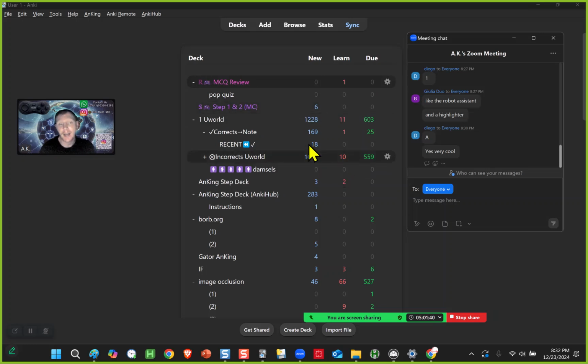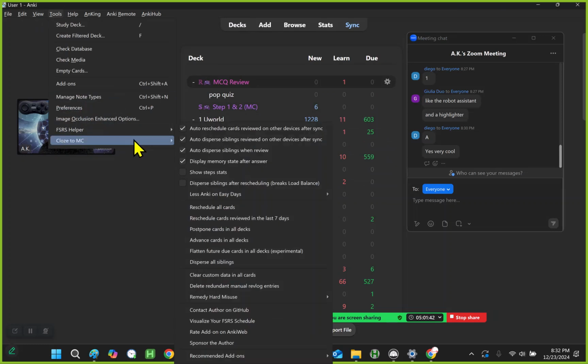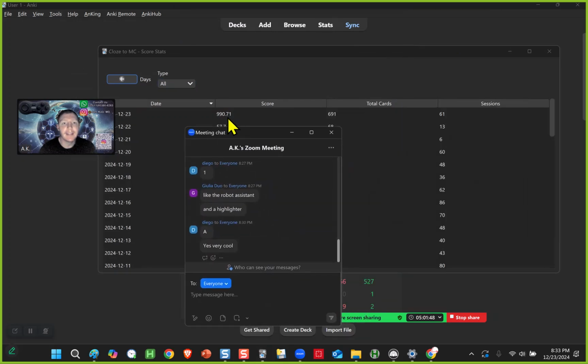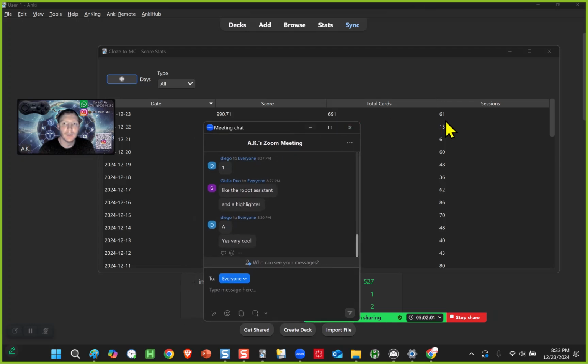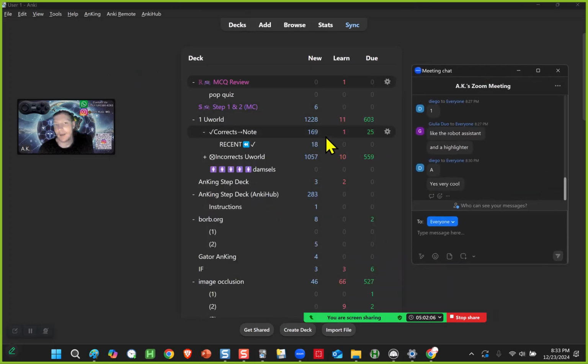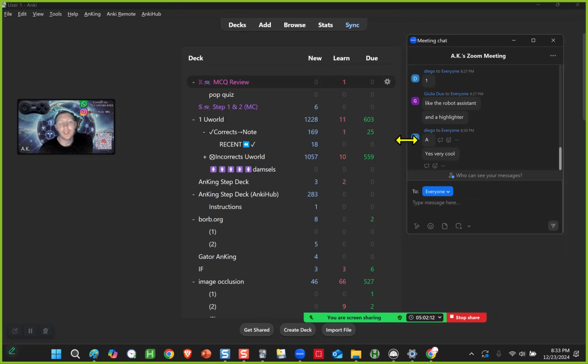I'm a slow card guy, but as you can see from my stats, today I did 990 points, and I did 61 sessions, 3 minutes each. I did 691 cards today, guys. So that's like 700 cards in less than 5 hours. And I'm not a fast Anki card guy. So I think it's really going to change the game, and I really feel like I learn the cards when I do them. You can see for yourself when we release the multiple choice add-on.